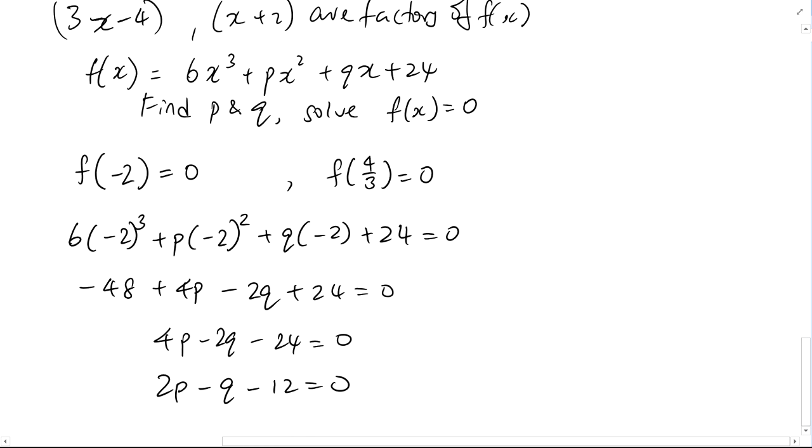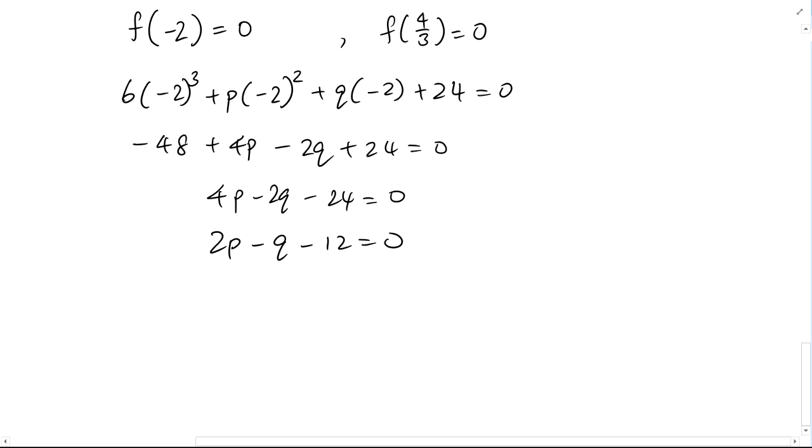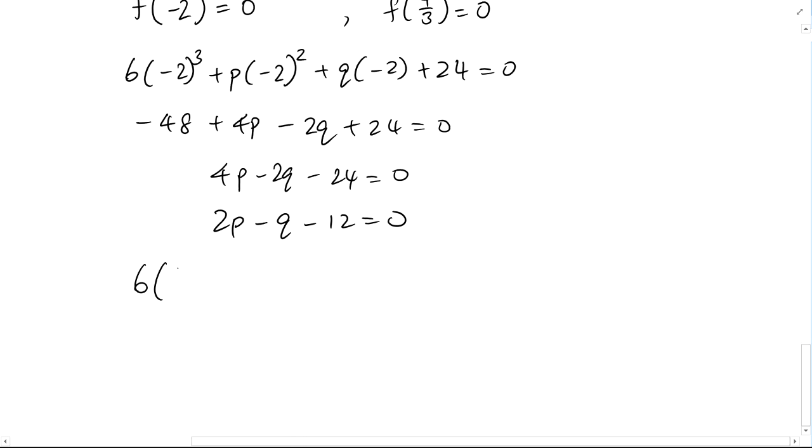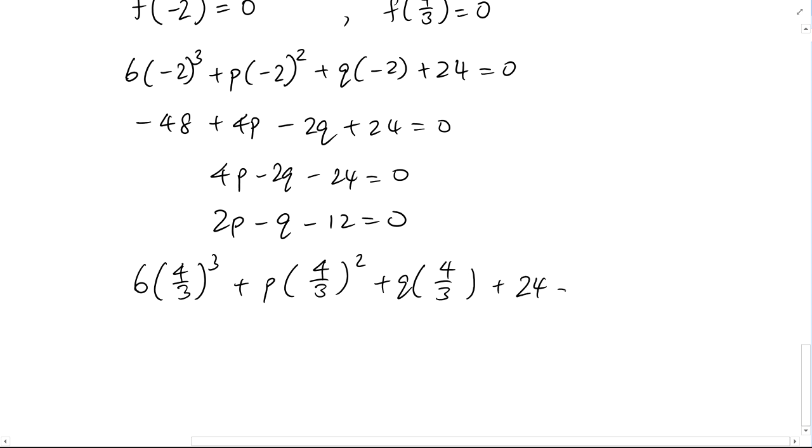I see it is one equation with two unknowns. Can I solve it? Not yet. I need another equation with the same two unknowns. Then I can solve it. Okay, let's do it next. 6 times 4 over 3 cubed plus p times 4 over 3 squared plus q times 4 over 3 plus 24. Again, it is equal to 0, because no remainder.